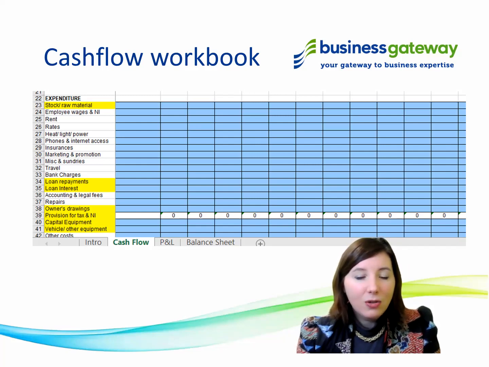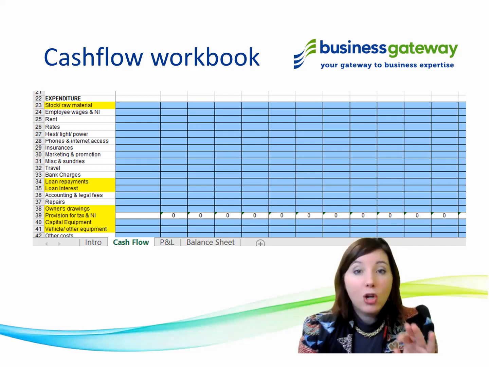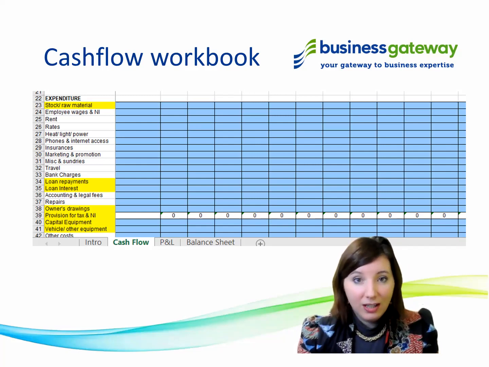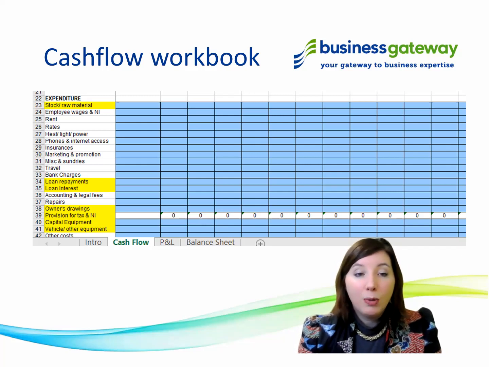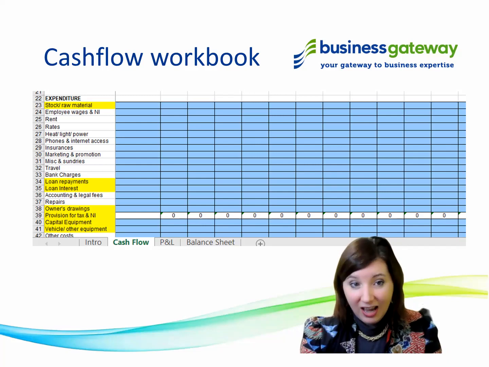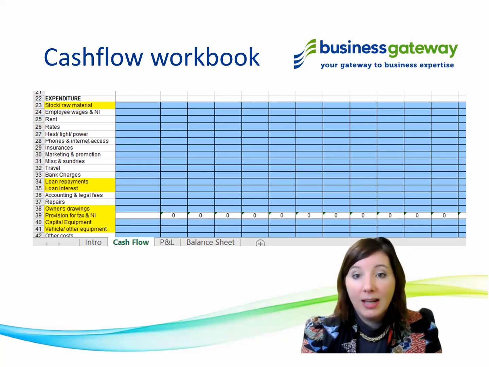The next little header here is employee wages and national insurance. Please don't put your wages in here. Of course, sole traders don't get paid wages, they have drawings. So we'll come back to that a little bit later. But if there are any employees that you're going to have, these are all the different employee costs. So that will be your pension, your national insurance, any sort of employee costs that you have, and their wages go in here.